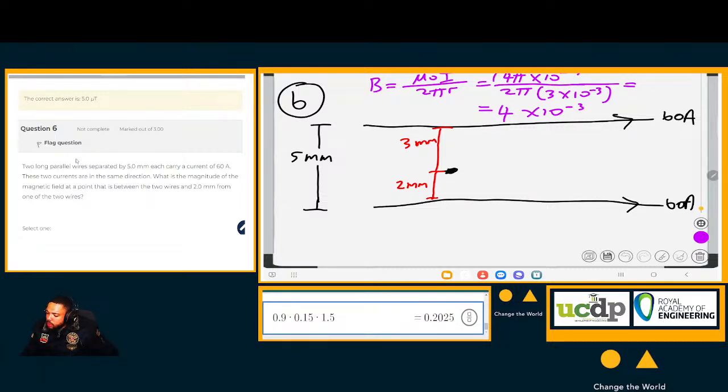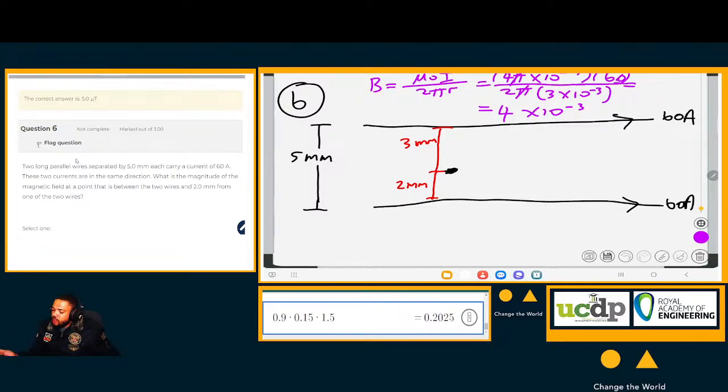Oh, I forgot something here. The current for the top one is 60 amperes. Okay, so basically this is happening. 2 times 60 is 120. 120 divided by 3 is 40. Negative 7 plus 3, so it's negative 4. 40, if we move it away, it is negative 3. Okay, so here we have it: 4 times 10 to the negative 3 for this first one.